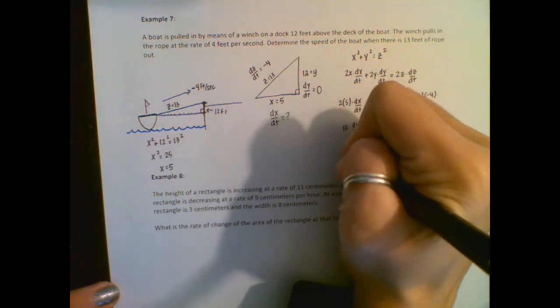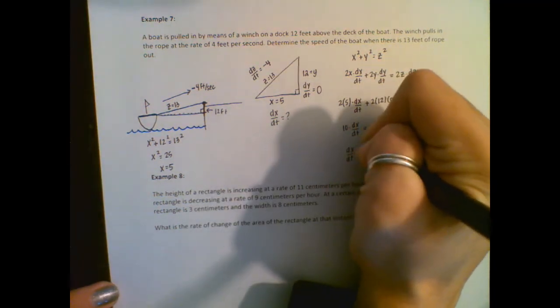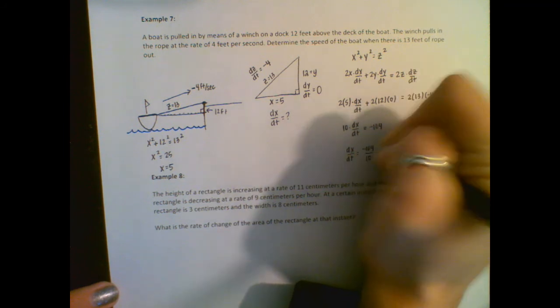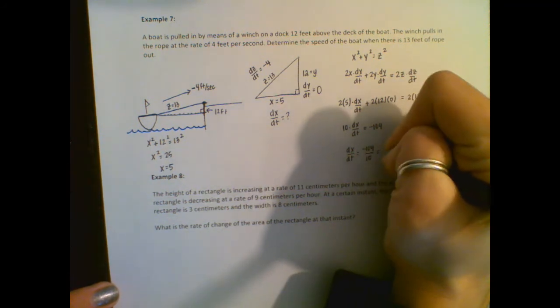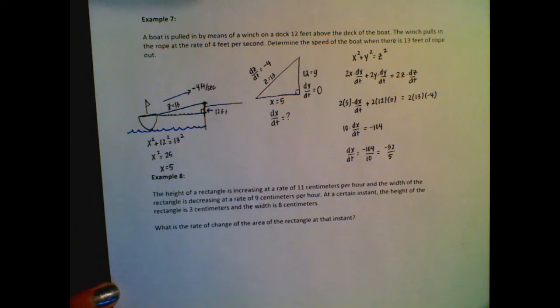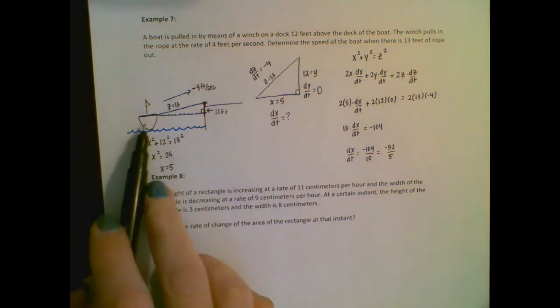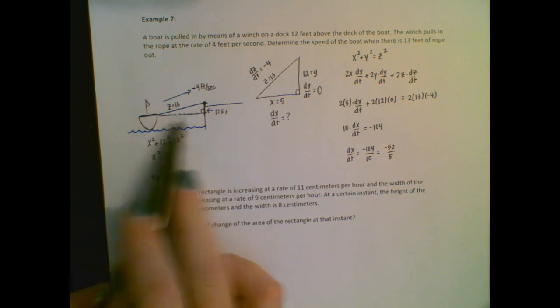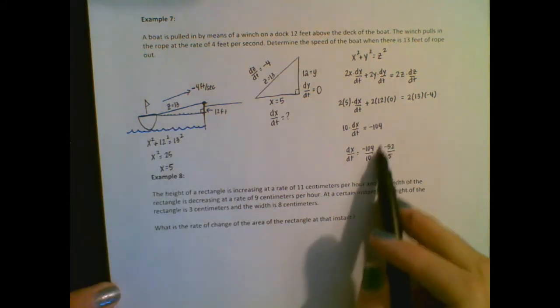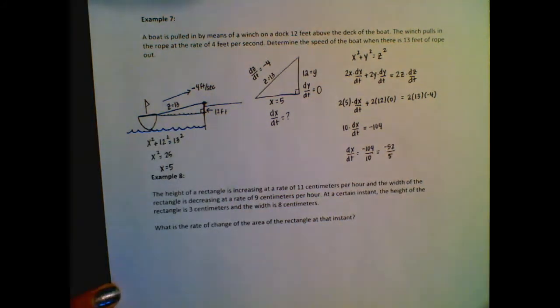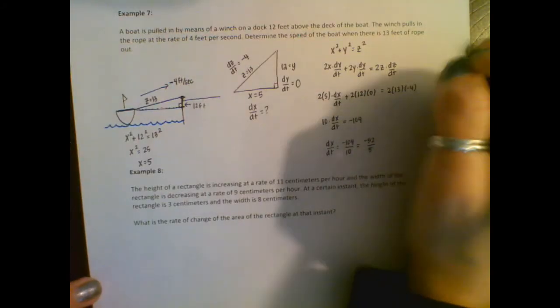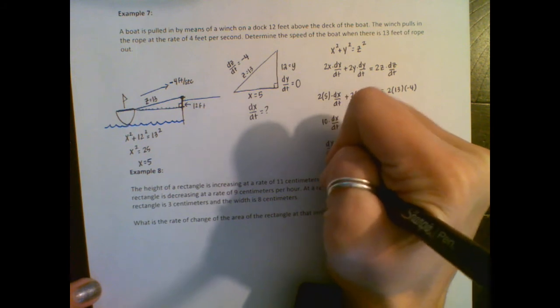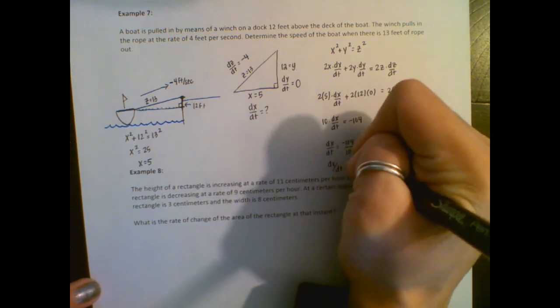dx/dt is going to be negative 104 over 10, which is going to give me negative 52 over 5, which again makes sense because as the boat is pulling in, this horizontal distance is decreasing. So that means that this rate of change should be negative because that distance is getting smaller. So dx/dt here is going to be negative 52 over 5.